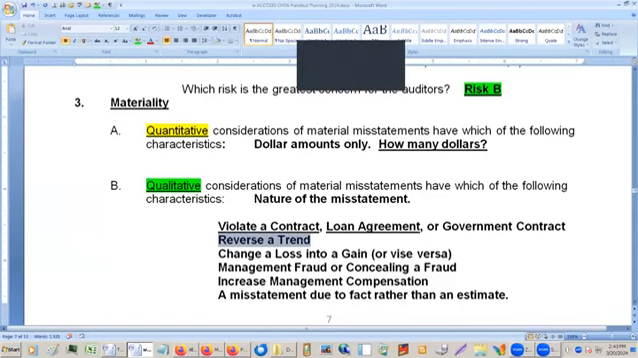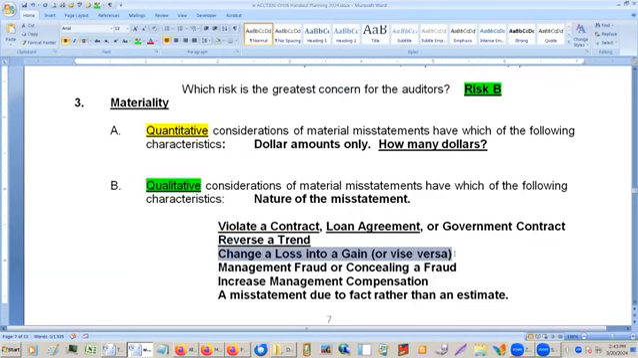Okay, reverses the trend. This kind of goes into the next one too. Changes a loss to a gain or vice versa. If it has to do with management fraud. So again, let's say that you find a fraud for $10,000. It's not material. It depends on who's doing it. Someone in the shipping department's doing this fraud. It's $10,000. It's not material. You're probably not too worried about it.